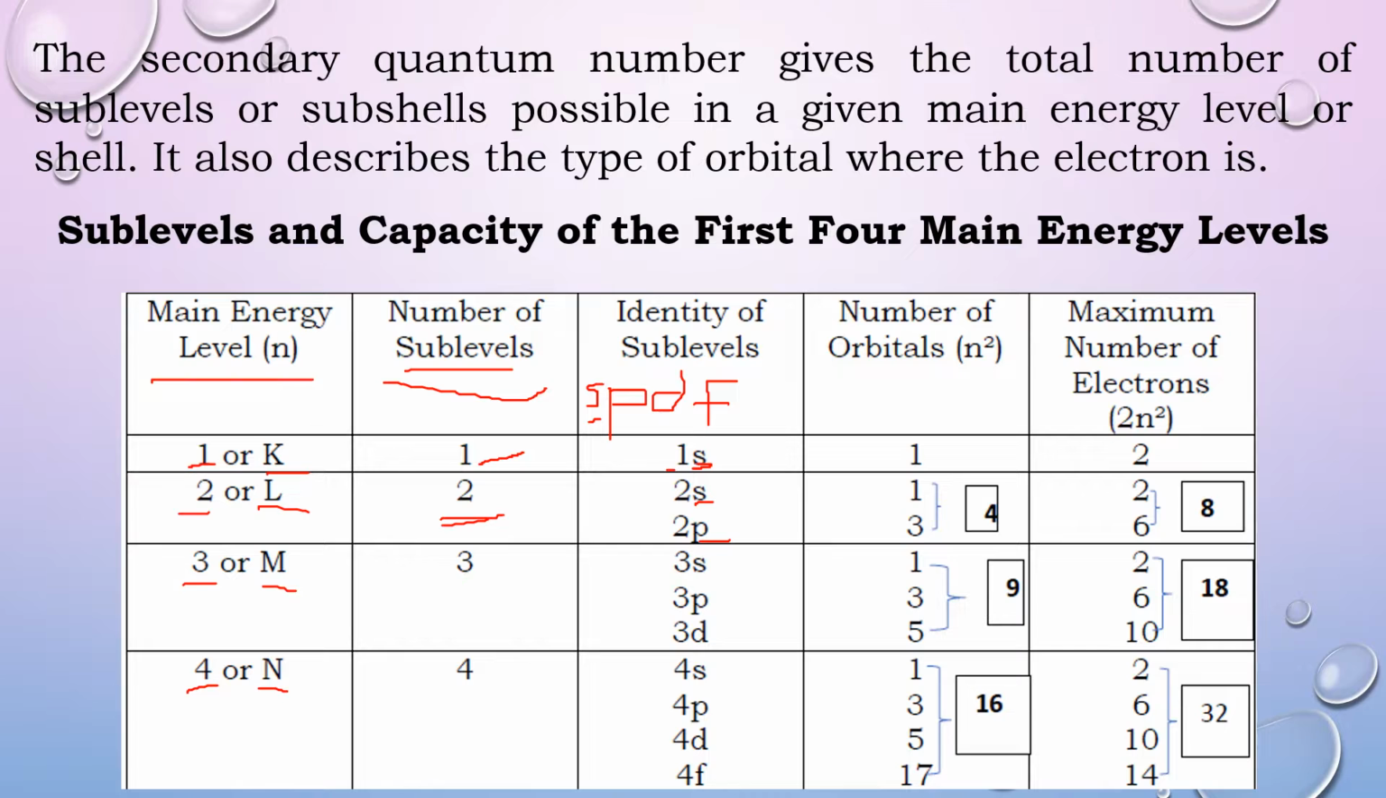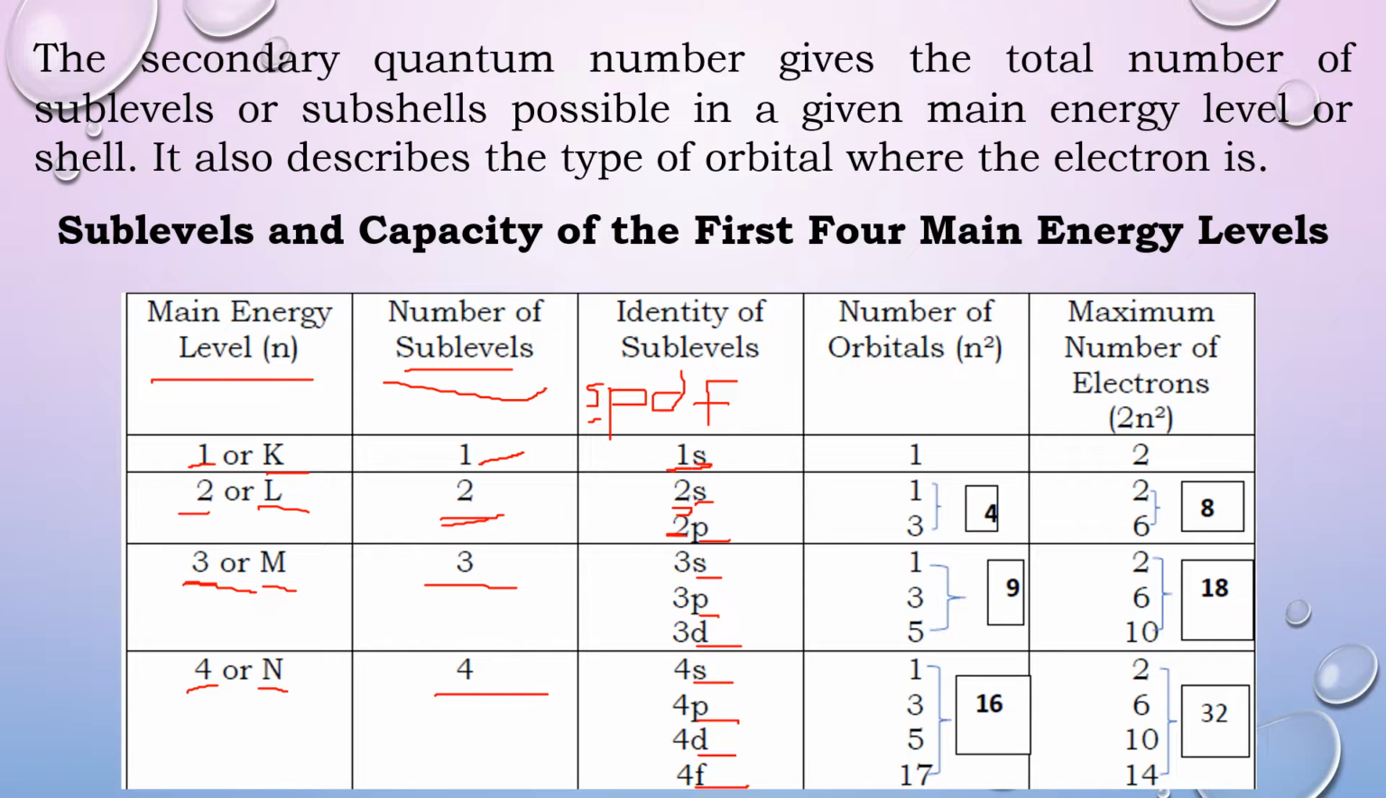This first number represents the main energy level. And the third energy level has three sublevels, namely the S, P, and D. And the fourth energy level has four sublevels. We have the S, P, D, and F.